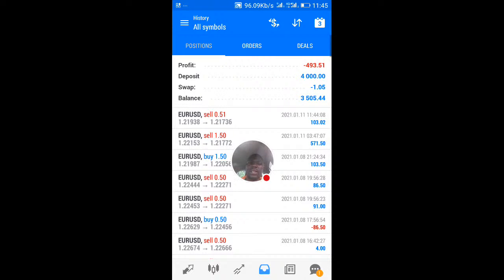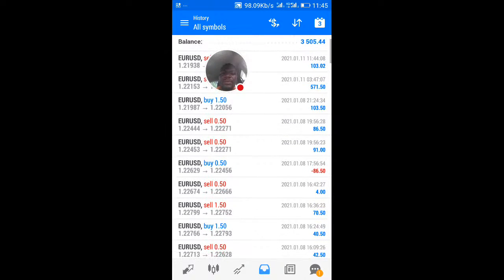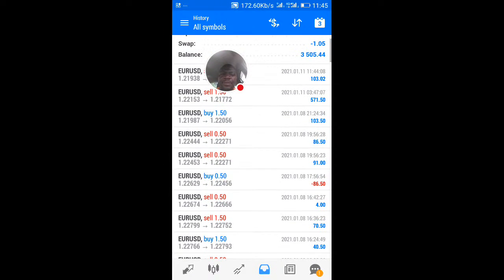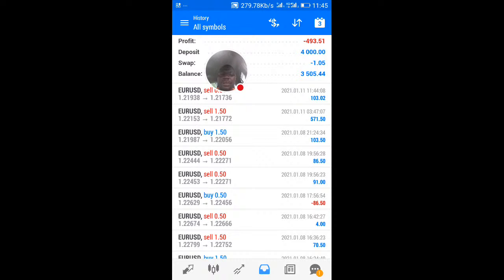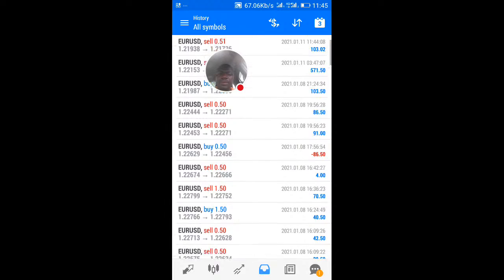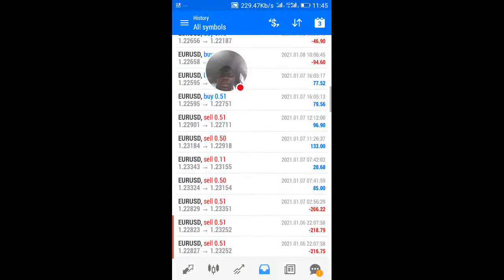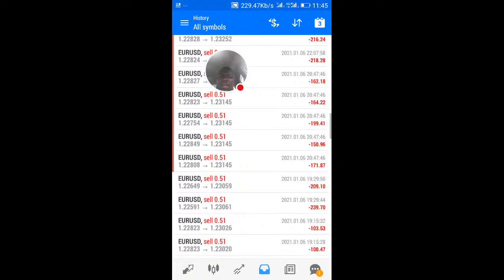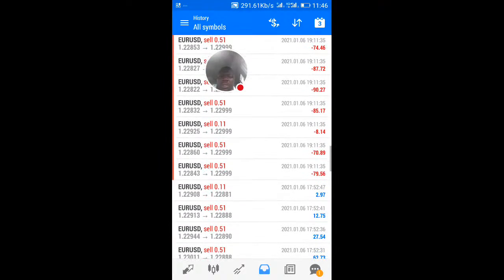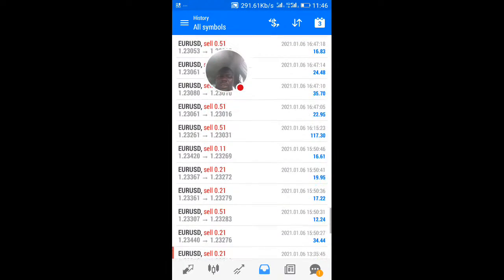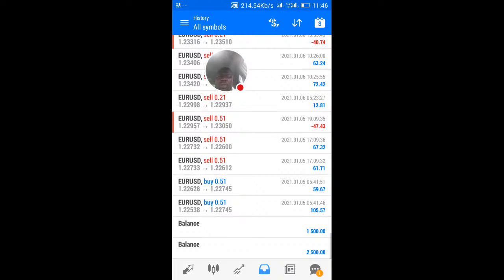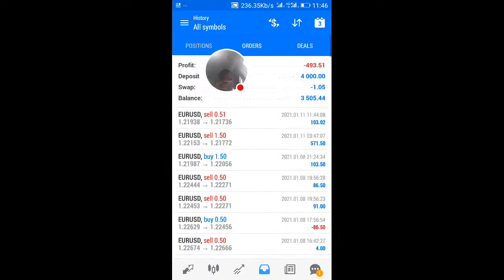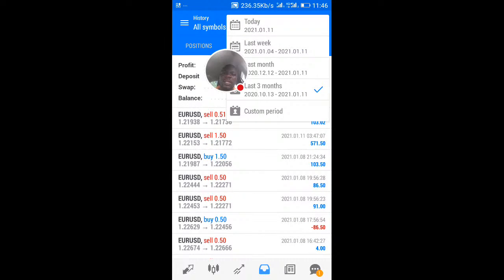There's nothing to hide. I have a negative 493 as my profit. Sometimes I'm very greedy. So greediness always kill my account. You can see I always trade Euro-USD. You rarely find another pair there. Yes, I'm used to both profit and loss. You can see it now. This is the 3 months chart. Let me go for last week.